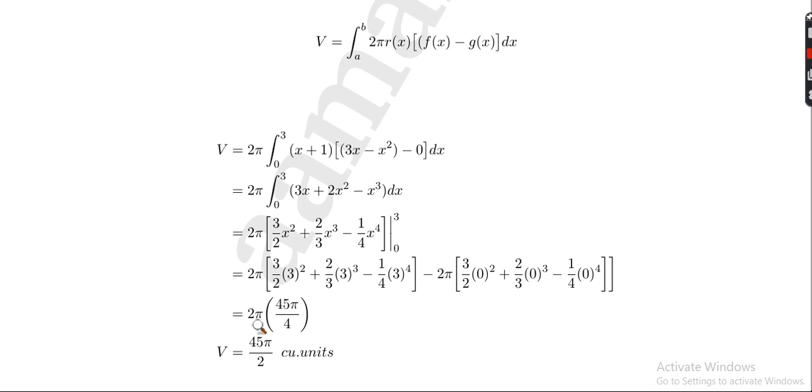So the final answer, or the volume of the solid, is equal to 45 pi over 2 cubic units. Thank you.